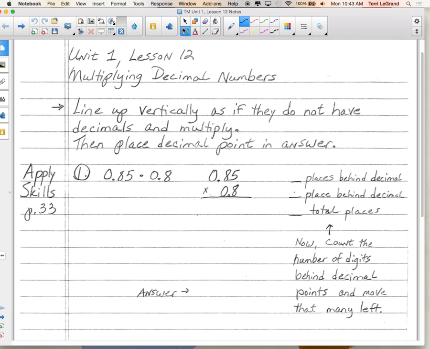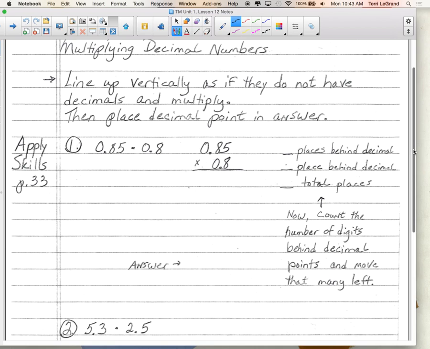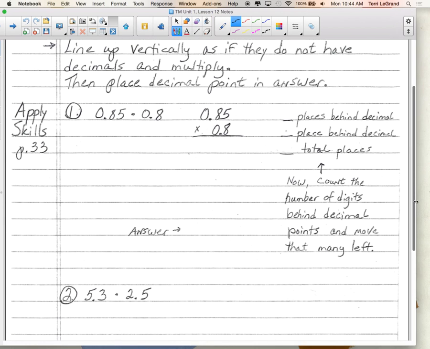So we have to line up our multiplication problems vertically. What's vertically? What does that mean? Up and down. Vertical is up and down. So line up vertically as if they do not have decimals. Don't leave them out, but just pretend they don't have decimals in them while you're lining them up, and then multiply. And then when we're done multiplying, we place the decimal in our answer.